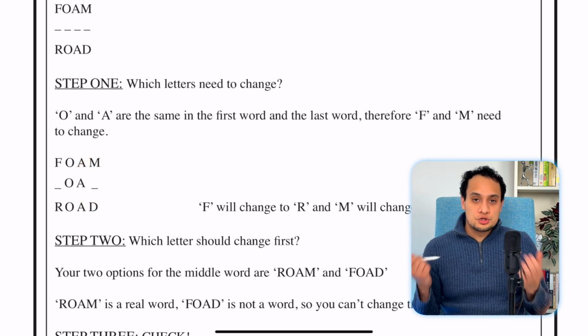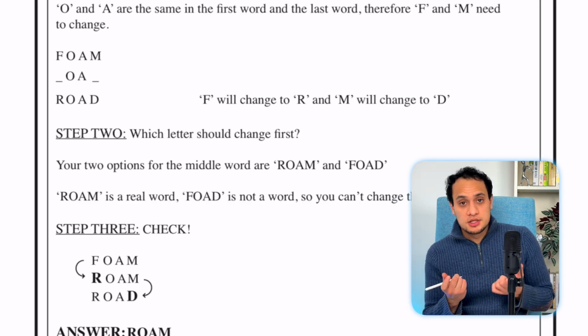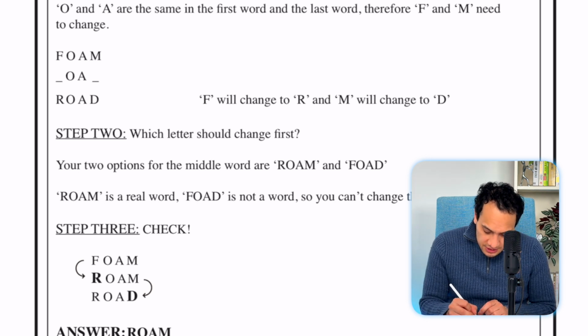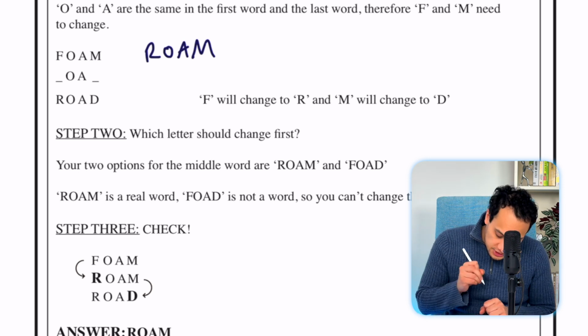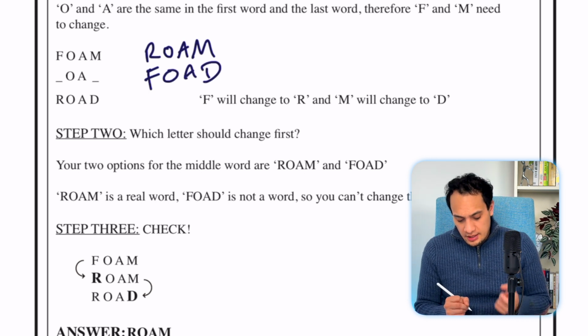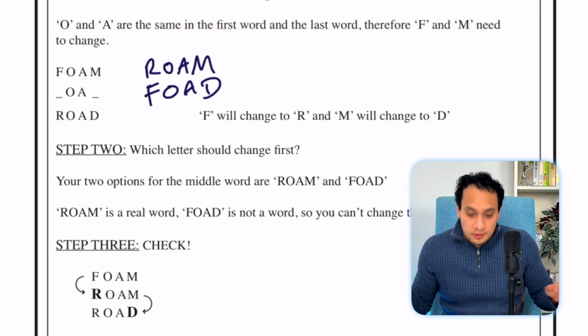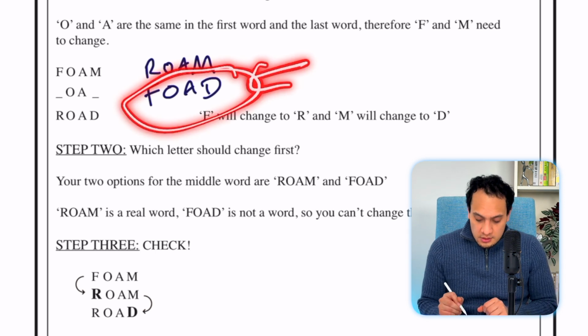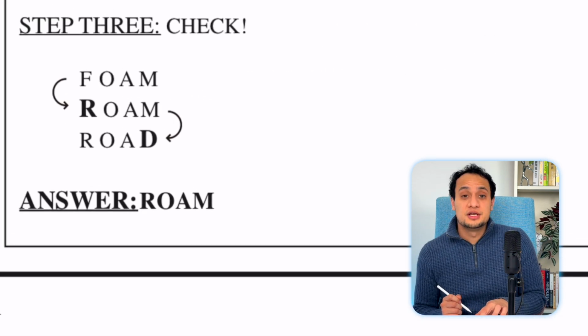That means there are 2 possible combinations of words that can result. So let's see which 2 words are formed. You've got foam and road. Let's change the F to an R, and we get Rome. Okay, and then let's try and change M to a D. If we change M to a D, then we get FAD, or fode. Now, one of those is a real word, the other one is not. Rome is actually a word, it means to wander about. Fode, on the other hand, is not a word, so therefore our answer will be Rome. And as you can see here, our answer is Rome.